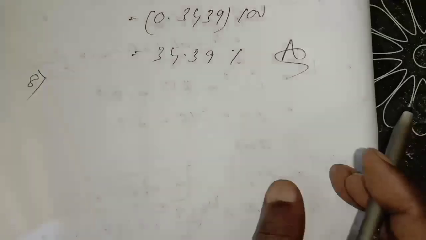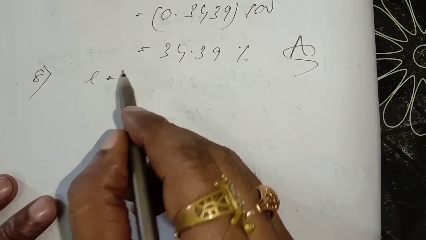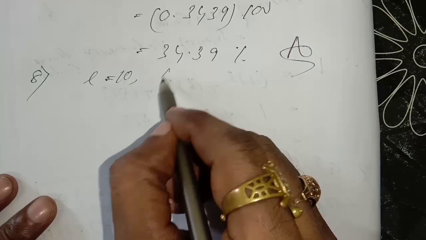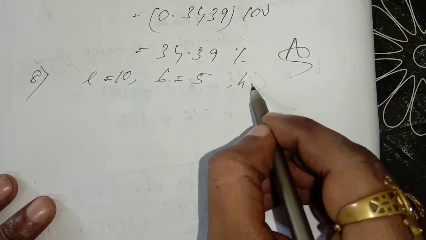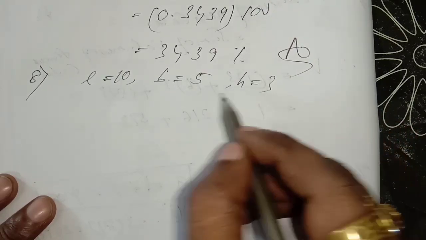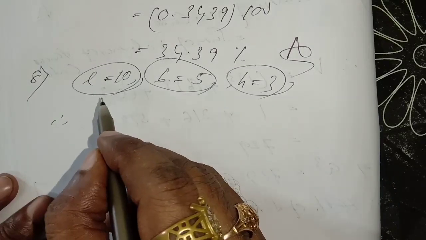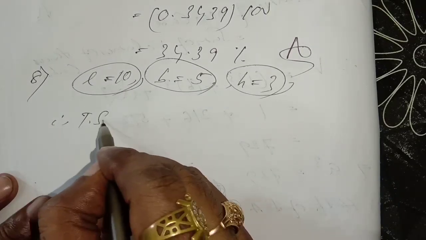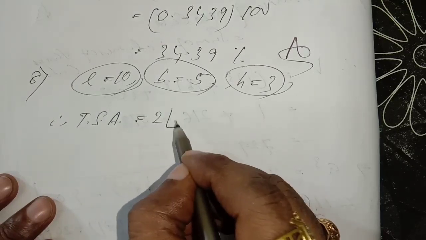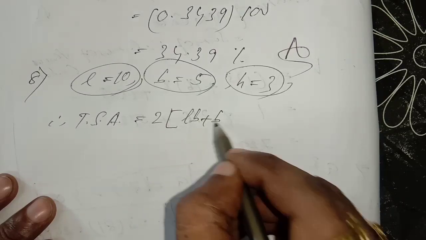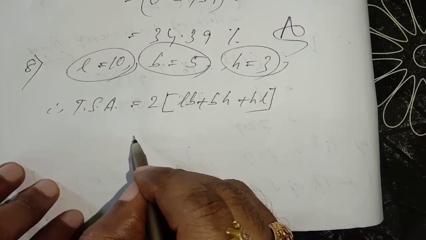Find the surface area of a cuboid, length given, breadth given, height given. Just see. Length equal to how much is given? Just write here first. Length given 10 meter, breadth given 5 meter and height given 3 meter. Okay, these are the things you have to put. What is the surface area? It means total surface area. Surface area means you always have to apply total surface area. The total surface area of a cuboid formula is 2 into LB plus BH plus HL.